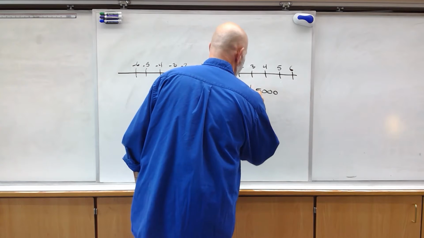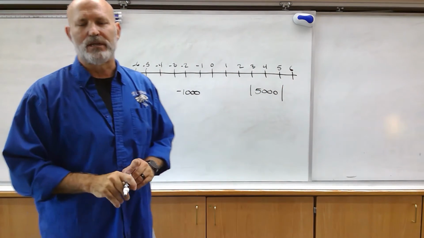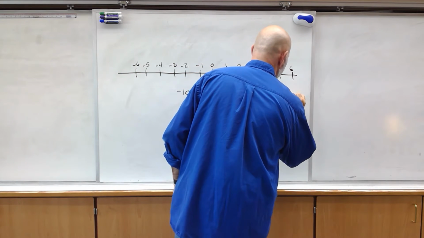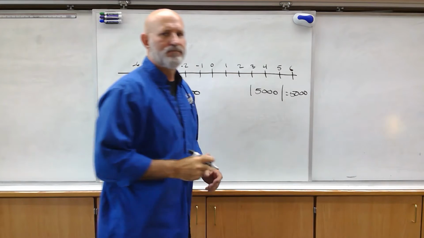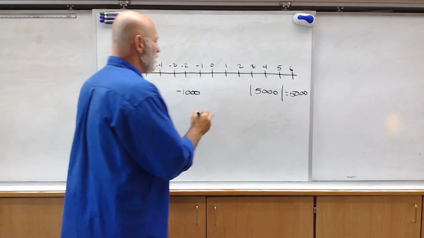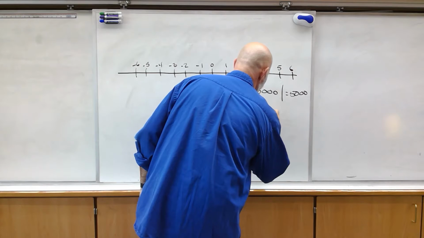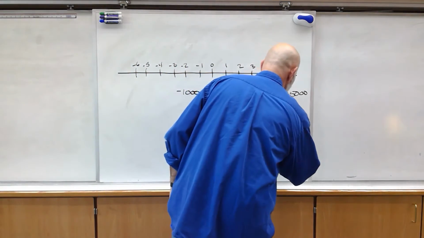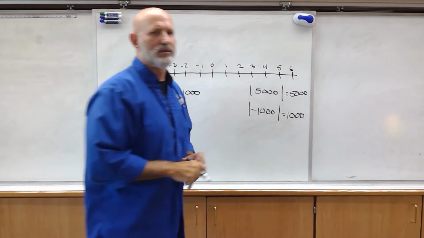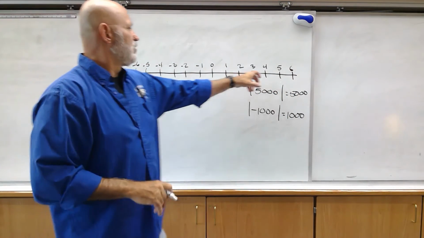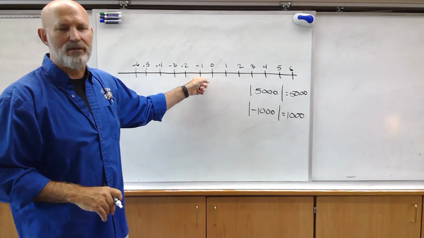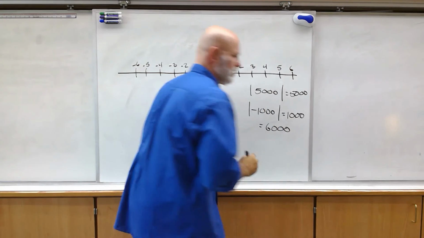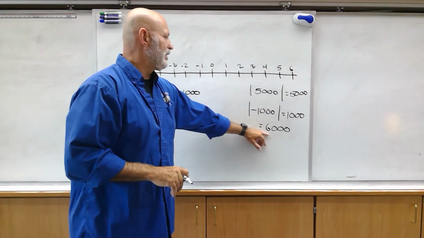I'm going to put brackets on either side; that will indicate absolute value. So that's going to equal 5,000 as per the brackets. Now I'm going to put negative 1,000 in my absolute value, and that's going to equal 1,000. Now, to determine the distance from here to here, I'm just going to add those together, which is going to equal 6,000 feet difference.